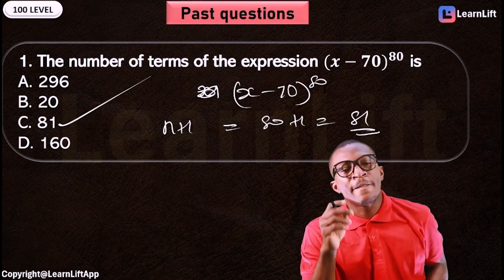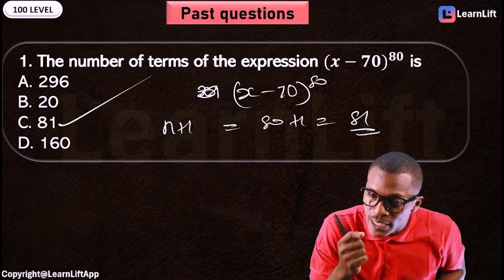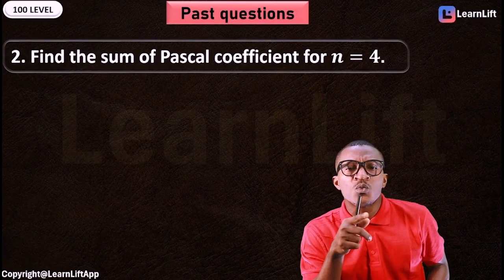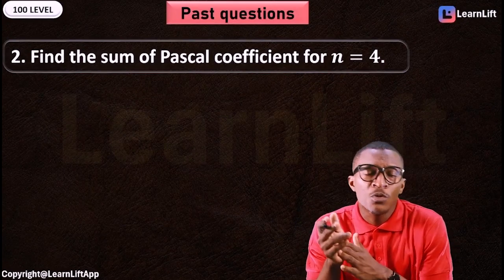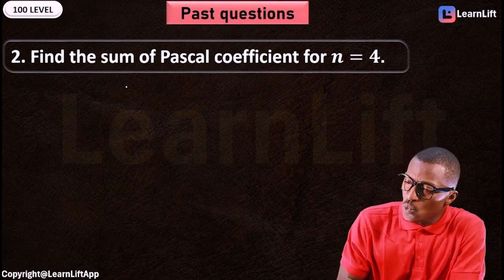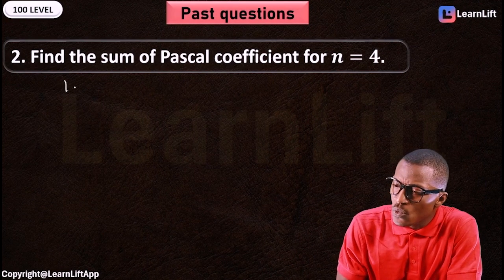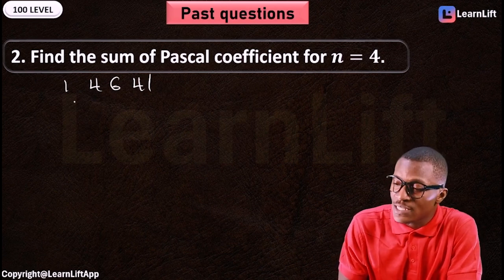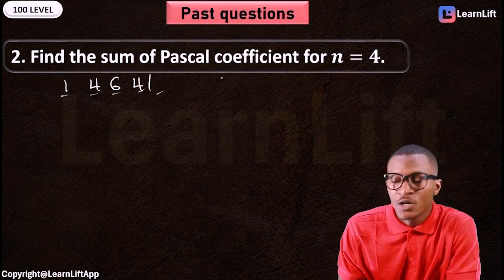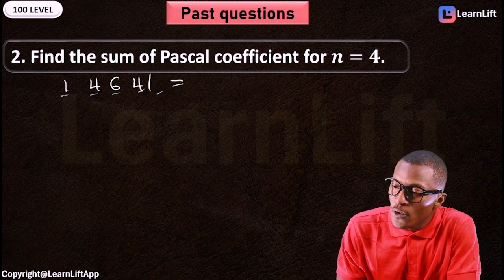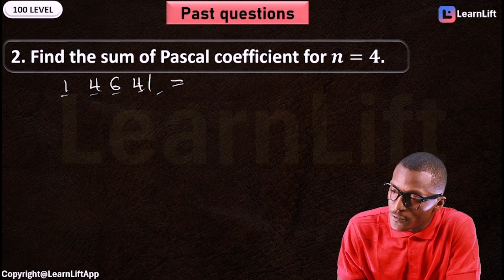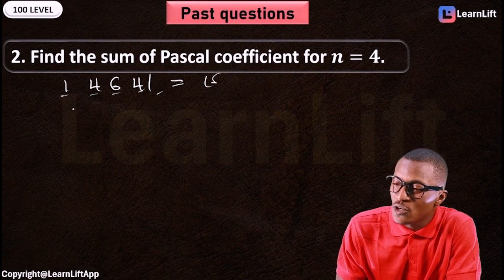What's the number of terms? n plus 1. Now, the question says, find the sum of Pascal coefficients when n is 4. Normally, you're supposed to get the Pascal coefficients when n is 4. We're going to get 1, 4, 6, 4, 1. When n is 4, you have 5 terms: 1, 2, 3, 4, 5. If you total this, 4 plus 6, 10. 10 plus 1, 11. 11 plus 4, 15. 15 plus 1, 16. I won't do this, because it will take time.